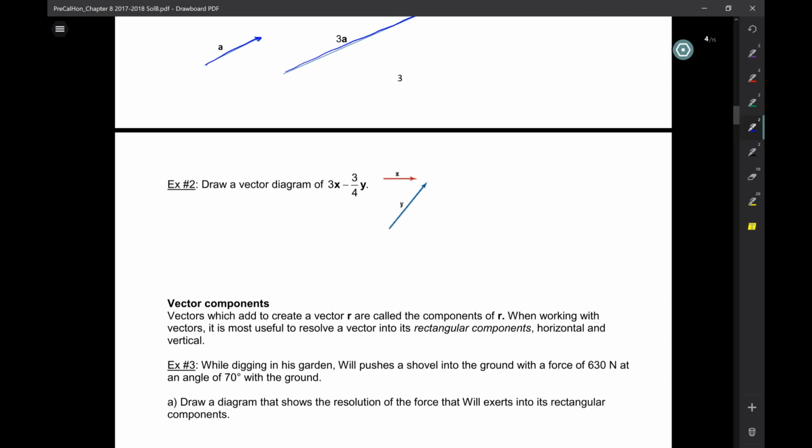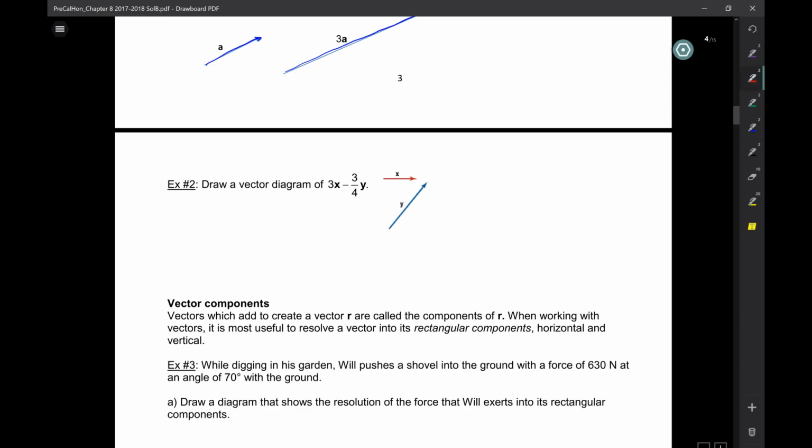So take a look at this now. What if we wanted to do 3x minus 3 quarters y? When you measure with the ruler, is it from the bottom to the tip, the end of the arrow? Yeah. And then what if there's a dot after? There's no dot. There's never a dot. Like on the first page? Yeah, there's not going to be a dot.